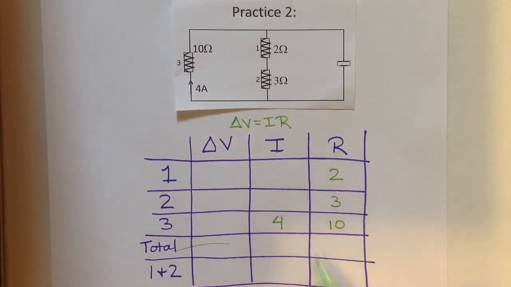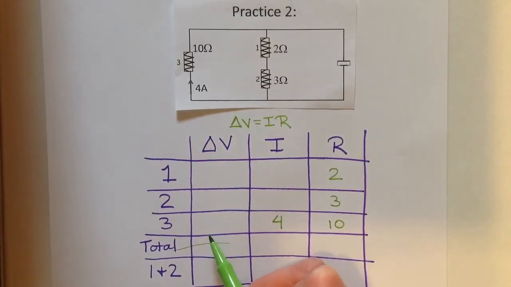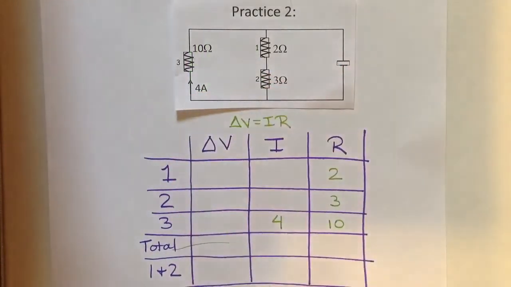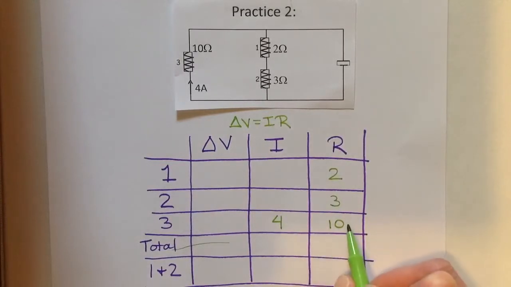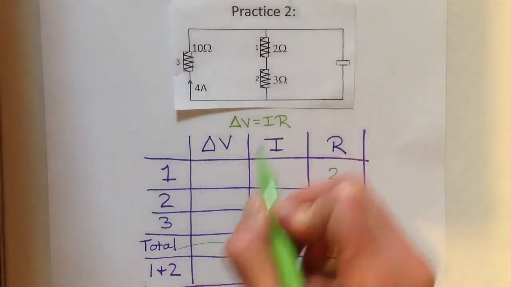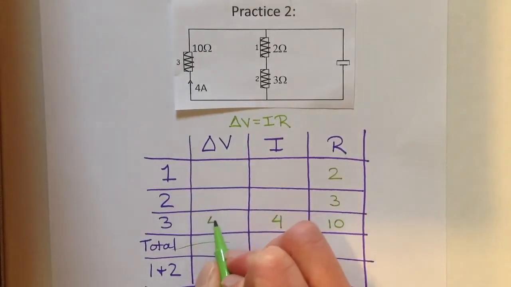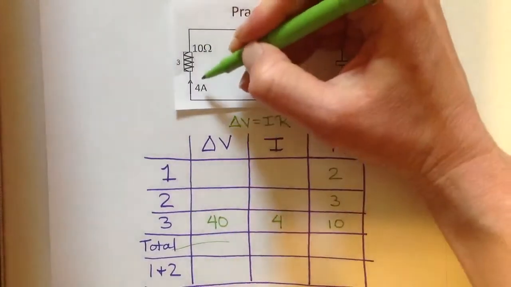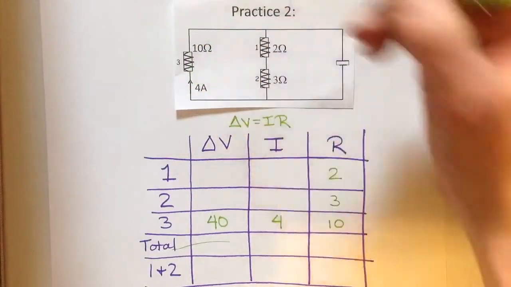All right, looking at the information that we have, I think it's always easiest to start with where you know the most information. So that's this branch where we have resistor 3. We already know the current and the resistance, which means we can just multiply 4 times 10, IR, to find our voltage, and that's going to give us a total voltage of 40 as we pass over this resistor.